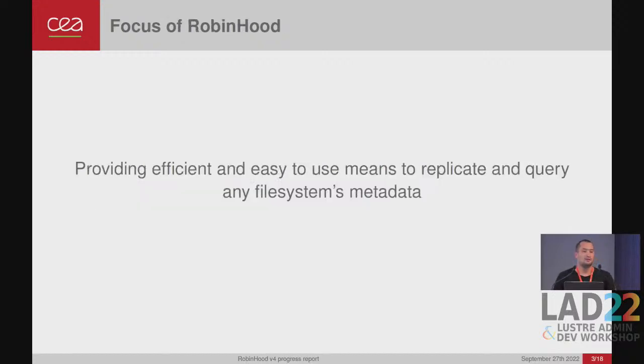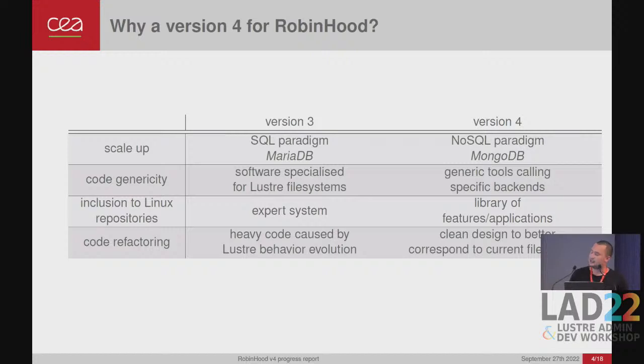So, just to remind you, what is the main focus of Robinhood? Its goal is to provide efficient and easy ways to replicate and query any file system's metadata. And I accentuate the any file system because the previous versions were only specialized on Lustre, and this is not the case anymore. As said in this slide here, we have multiple reasons to build a new version of Robinhood. Comparing both third and fourth version, we need first to scale up, to be faster, to have better performances. And for this, we chose to not use anymore SQL paradigm with MariaDB, but going to a NoSQL paradigm with MongoDB, because it scales better.